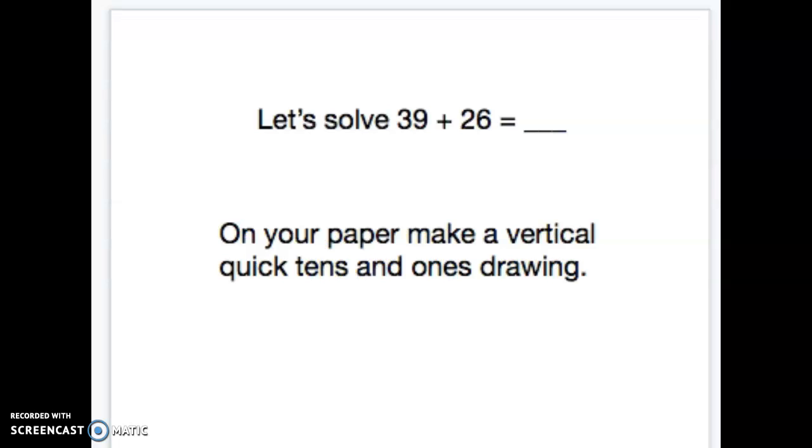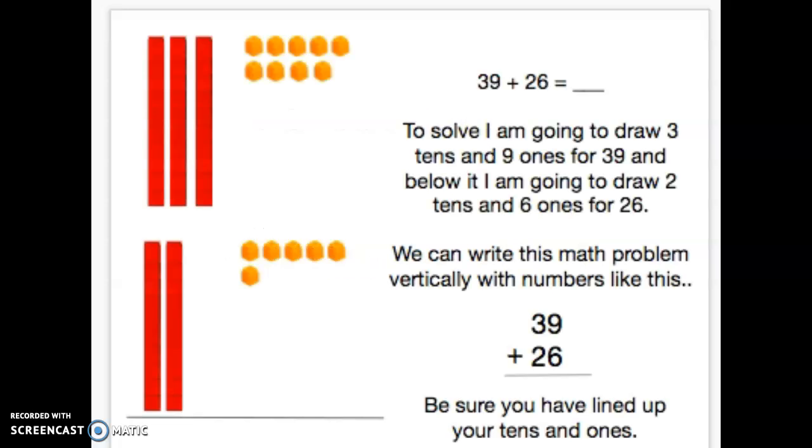Let's solve 39 plus 26. On your paper, make a vertical quick tens and ones drawing. To solve, I'm going to draw 3 tens and 9 ones for 39, and below it, I'm going to draw 2 tens and 6 ones for 26. We can write this math problem vertically with numbers like this: 39 plus 26. Be sure you have lined up your tens and ones.